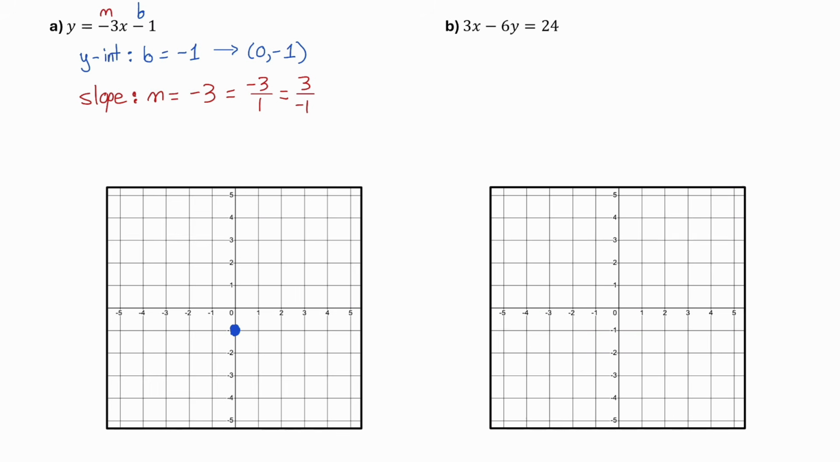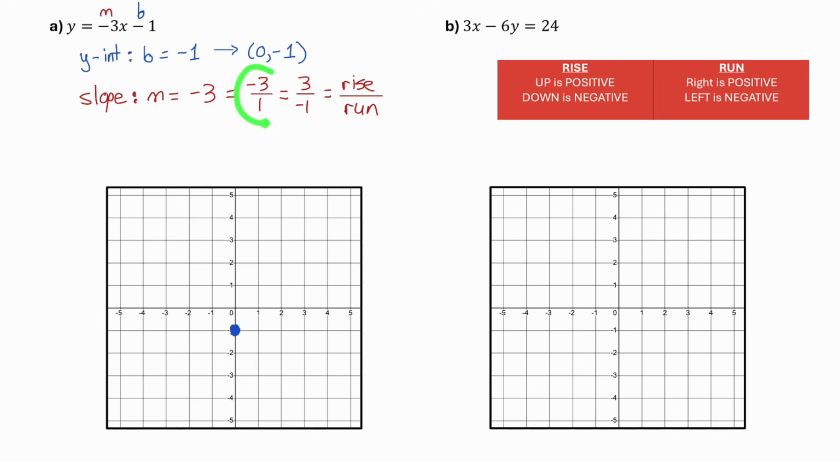Remember, slope is rise over run. So when using this slope, -3 divided by 1, my rise is -3, and a negative rise means go down 3. So from the y-intercept, I would need to go down 3 units, and then the run is +1. A positive run means go to the right, so I would go right 1 unit. And there would be another point that would be on the line.